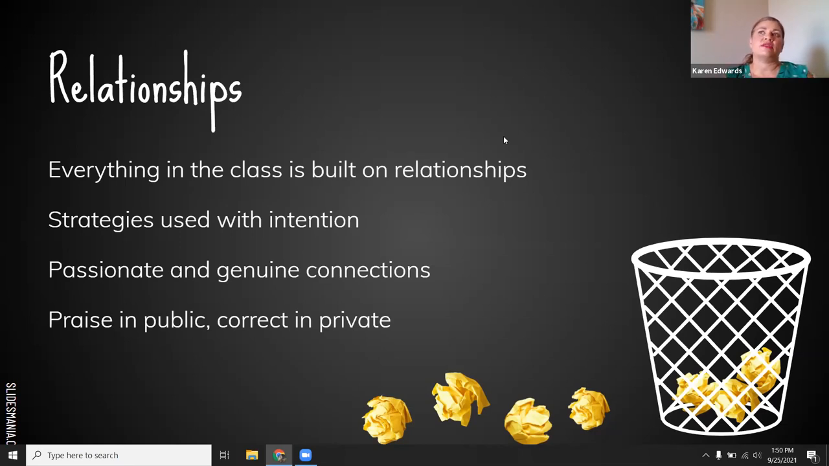The other thing that helps build relationships is using strategies with intention. Amanda also talked about getting up and moving around for those learners that can't sit still, and changing up how we present the content, and that's your strategies. When I first started, people would say that and I'd be like, what the heck? What is a strategy? I'm just going in there and teaching. That's what I do.